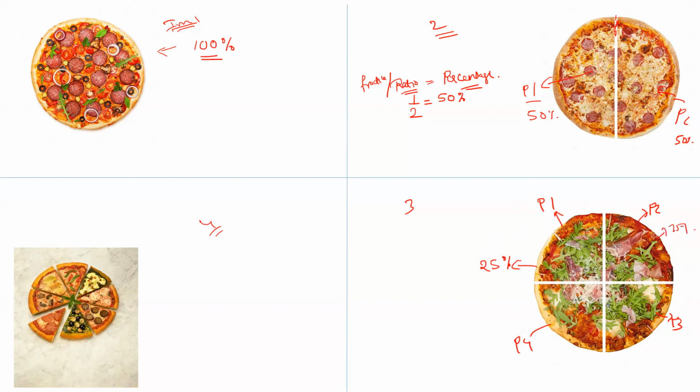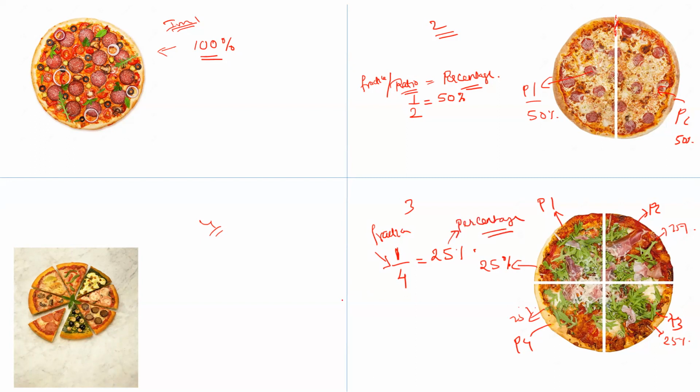Yes or no? So whenever we divide this pizza into four equal parts, each part will be 25%. That is, the ratio or fraction value of 1 by 4 is nothing but 25%. You getting my point? The fraction value of 1 by 4 is nothing but 25%.